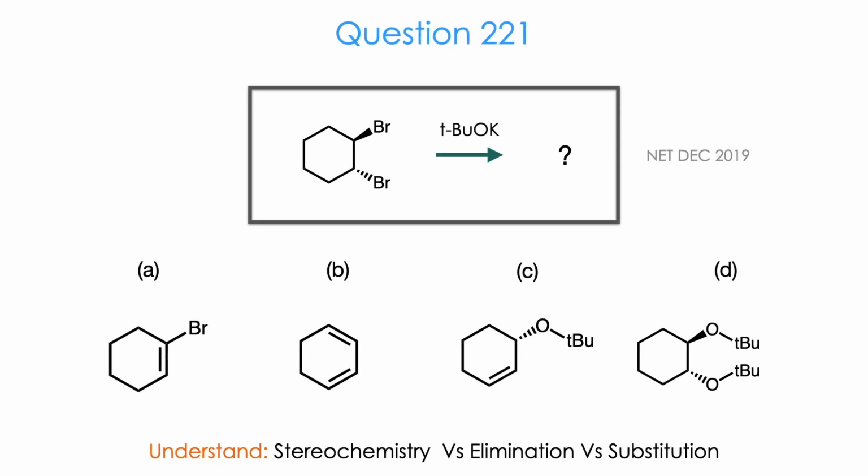Let us see the first question. The starting material is dibromocyclohexane. You are using the bulky base potassium tertiary butoxide. They ask you to find the product. They have given 4 choices.